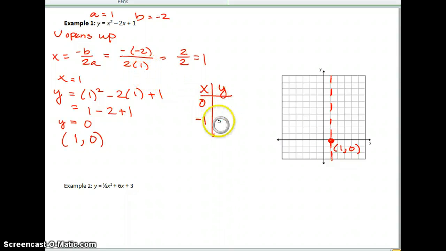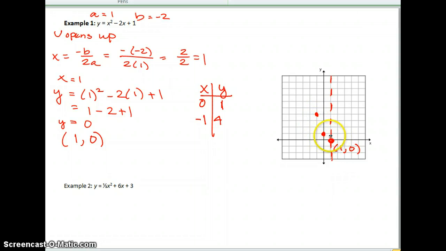So to find out these values, again, you'll plug them in wherever you see an x. So 0 squared minus 2 times 0 plus 1 is going to be 1. So my next point is 0, 1. And then when I plugged in -1, and you can do this on your calculators, I'm going to encourage you to do that, but I got 4. So -1, 1, 2, 3, 4.